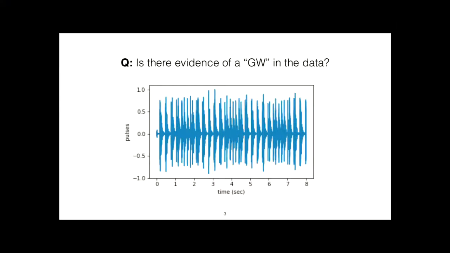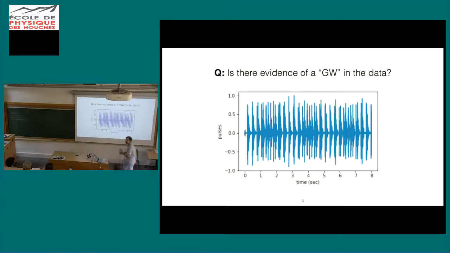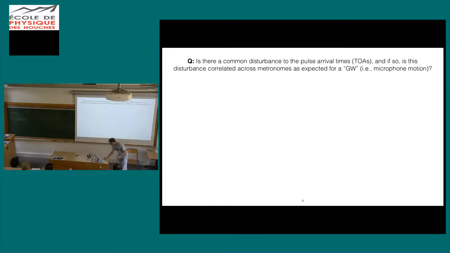So here's what the data would look like. This is some sample data that I recorded a couple months ago. It consists of pulses from 2 metronomes, taken for 8 seconds, and I was moving the microphone around. And the question that we need to ask is: is there evidence of a gravitational wave in the data? Is there evidence of this common microphone motion? That's the question we need to answer.